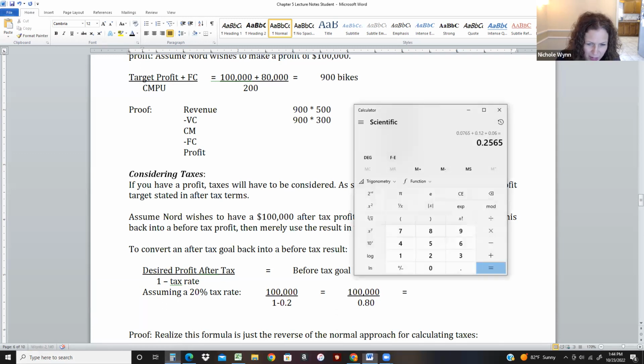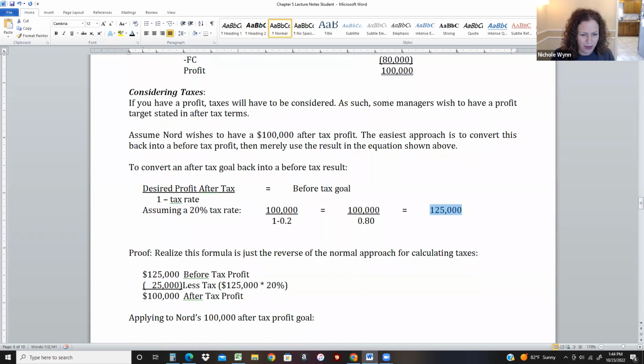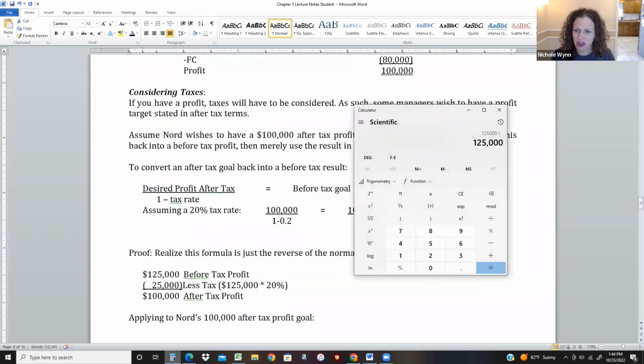So 100,000 divided by 0.8 is 125,000. So what that means is you have to have profits of 125 to be able to have take-home of 100. And that makes sense. Because if you have 125,000 and you give 0.2 to the government, you'll give 25,000 to the government and you get to keep 100.